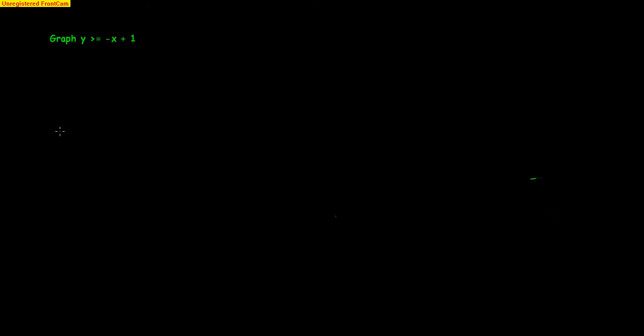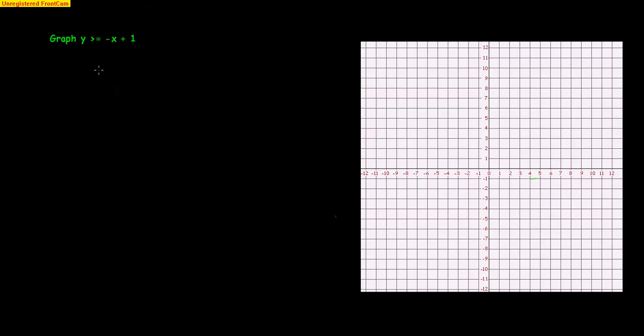Now here we take it a step further. We want to graph this. This is going to be very similar to what we've done with y equals mx plus b again. I'm just going to write this over. The software that I'm using does not allow me to write that symbol. That's what this is supposed to be, greater than or equal to. So I'm going to write it like that.